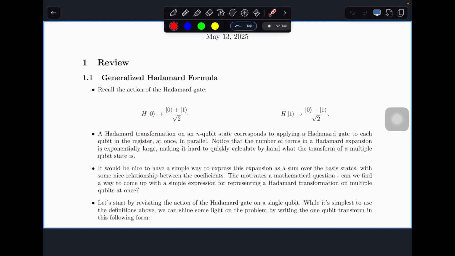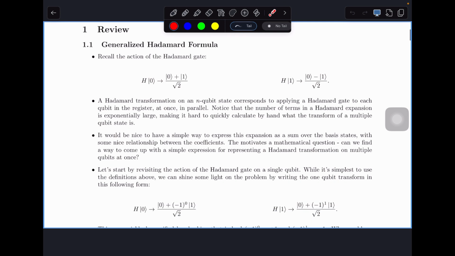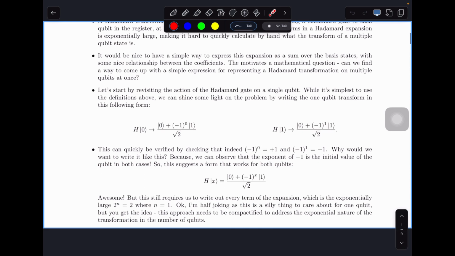So it'll be nice to find some sort of closed form summand for representing these coefficients, representing these relationships. And that motivates the mathematical question: can we condense this at all? Can we come up with a simple expression for representing a Hadamard transformation on multiple qubits at once? To do this, let's see if we can make some simplifications on our definition of the Hadamard gate.